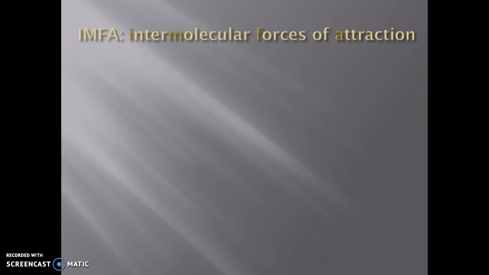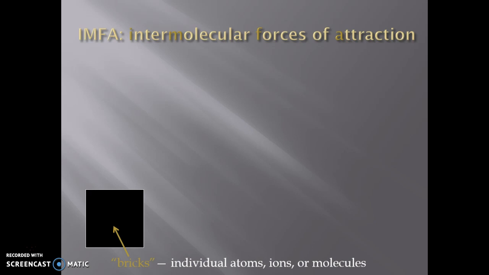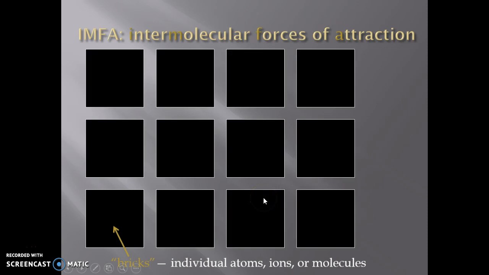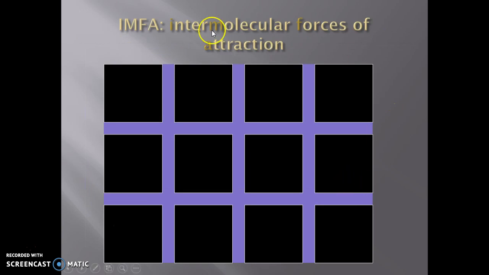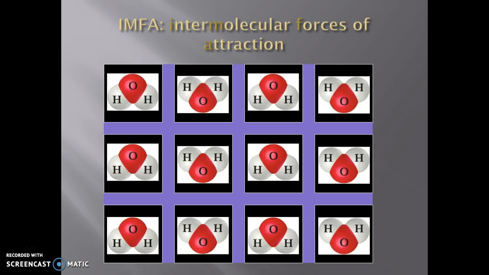So these interactions are referred to as IMFAs, intermolecular forces of attraction. And so you can imagine that the individual molecules or atoms or ions, whatever it is we're looking at, depending on the type of material, can represent individual bricks in a wall. And the IMFAs are really the mortar that helps keep the bricks together. So we have these individual bricks. They could, again, be atoms, they could be ions, they could be molecules. In this case, let's use a very familiar molecule, water.